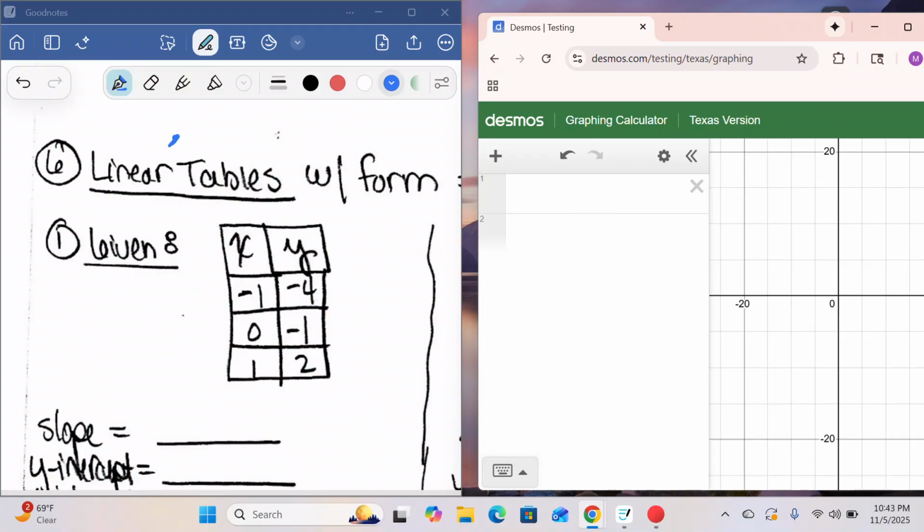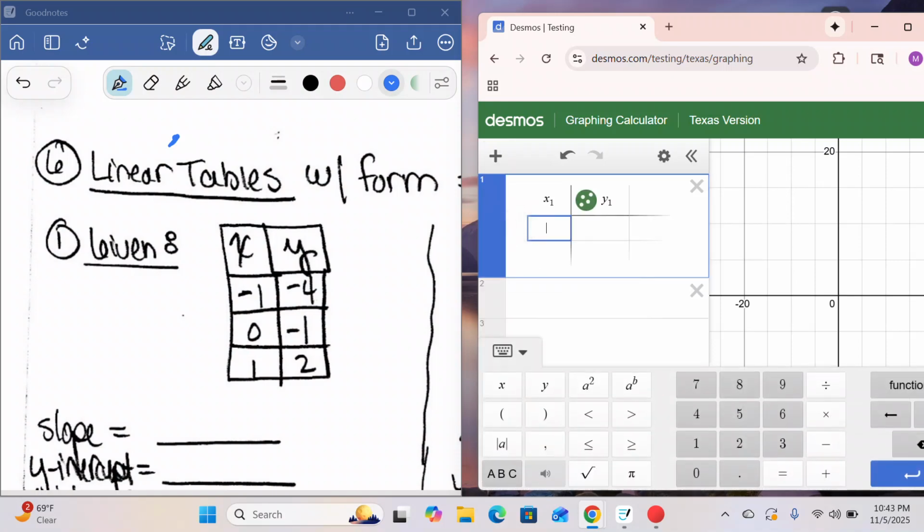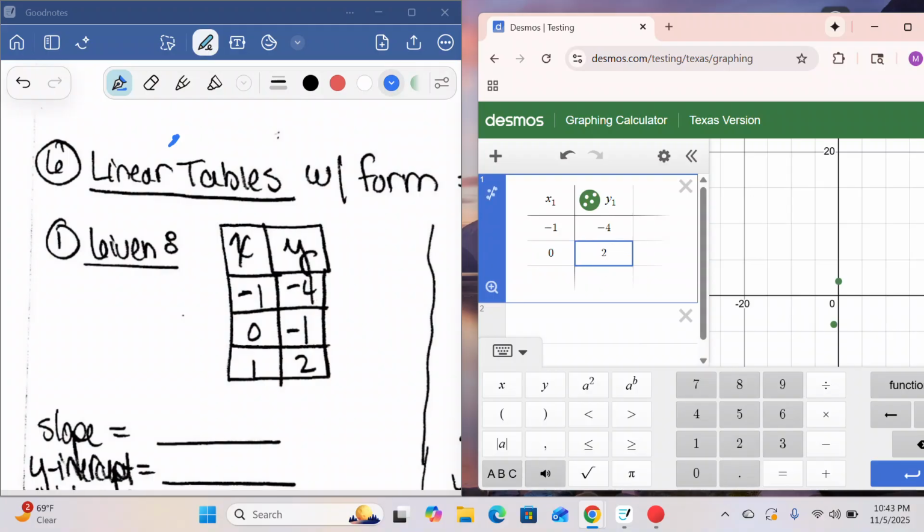So you get on your trusty Desmos calculator, and you see this plus sign right here. All you do is click on it. You're going to see the table right there. I'm going to click on the table, and you get your ordered pairs right there. So all I'm going to do is transfer whatever is on the table and put it here. I'm going to put -1, comma, -4. I'm going to put 0, comma, 2. And I'm going to put 1, comma, 2.